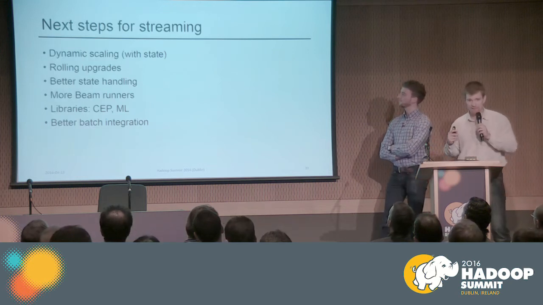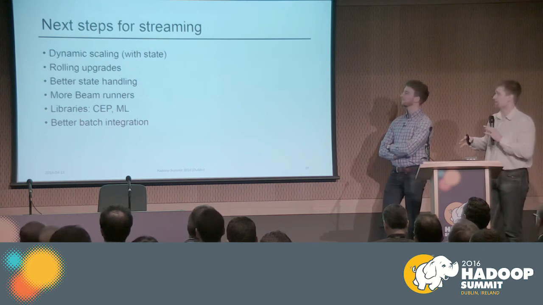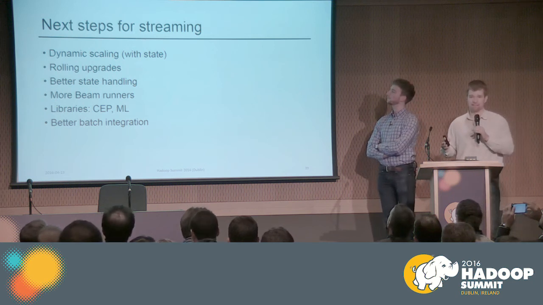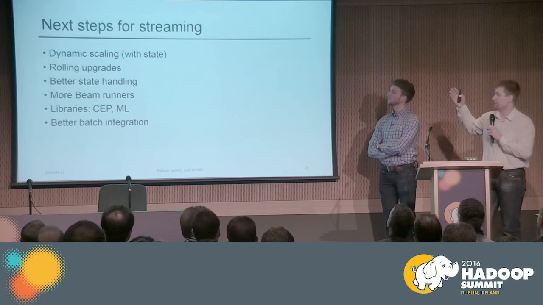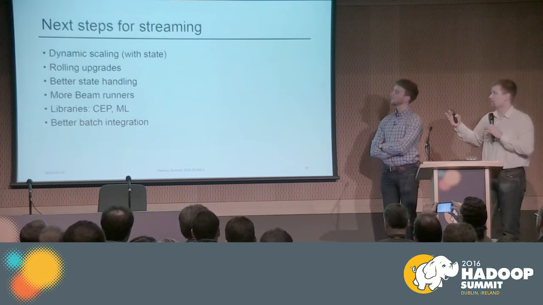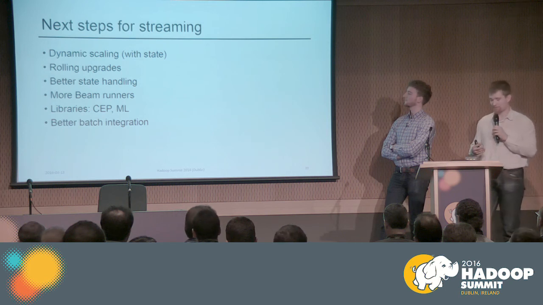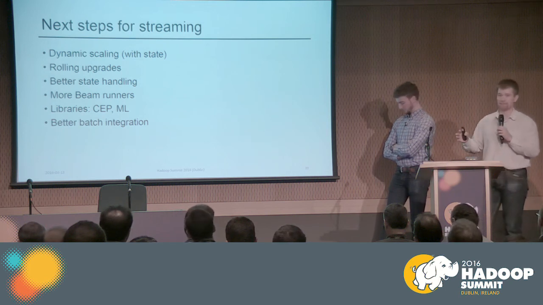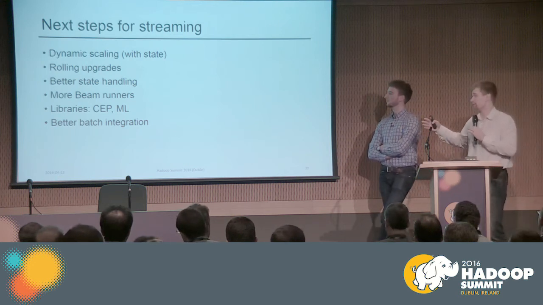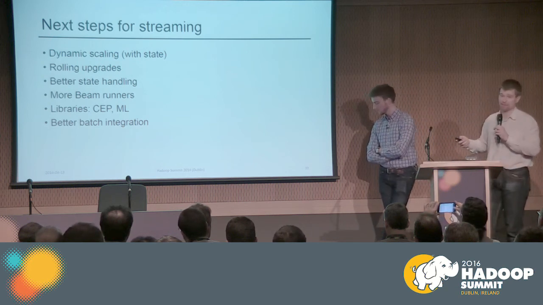So what's up next for stream processing? Of course, there are a couple of things that are lacking, and we put some of those on the slides. To be enterprise ready, I think a couple of these needs would be dynamic scaling and rolling updates, so you can really run 24/7. State handling still needs a little more refinement, and I think streaming is also extending into the libraries category, like complex event processing, machine learning, SQL, you name it. Of course, more integration in terms of either Beam or batch integration would be very welcome by the community in general.